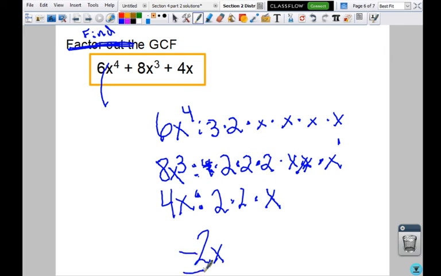2x. Nice. Alright, so if you haven't yet started your exit ticket, I will turn on Socrative here in just a second. And I'll put your homework on the board.